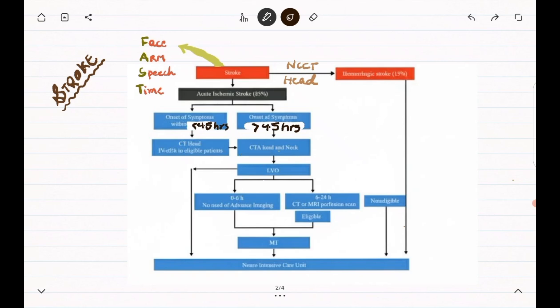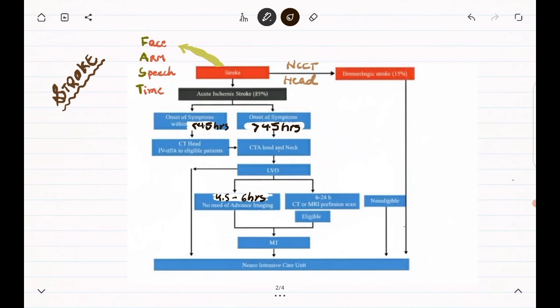If the CT angiography is done and large vessel occlusion is present, and the patient's symptoms have started in less than 6 hours, that is 4.5 to 6 hours, then we don't have to do anything else. After CT angiography, we directly go for mechanical thrombectomy.